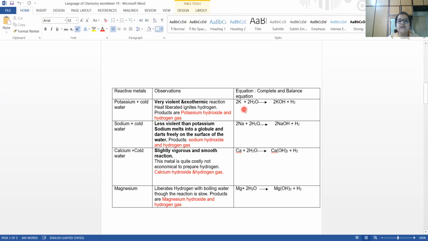Now how to write down the equation? See, it is given over here as a word equation. Potassium is a metal, so if you don't know the symbol for potassium, that will be trouble. If you don't know the formula for water, that will be trouble.